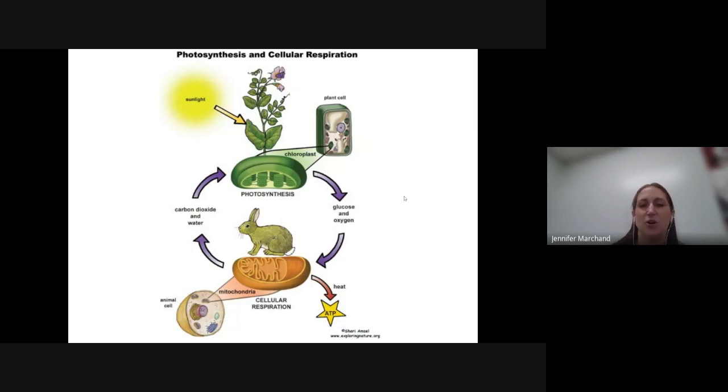As you can see, this all works together as a big cycle. So the plant takes in sunlight, okay, it goes through the process of photosynthesis, then the animal eats the plant, and it goes through the process of cellular respiration. The animal is going to release carbon dioxide and water through cellular respiration, which the plant then needs to take up to go through photosynthesis again. Then the animal eats the plant, and it's just a circle, and it just keeps going and going and going.